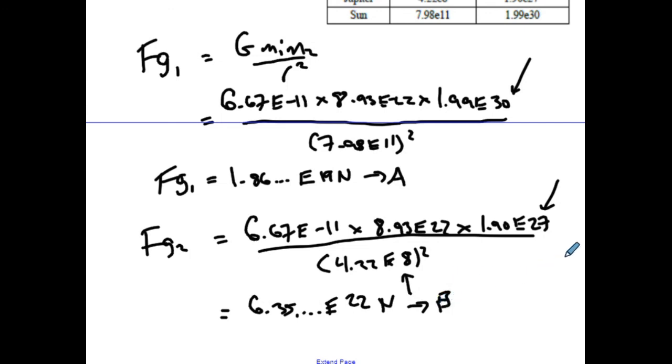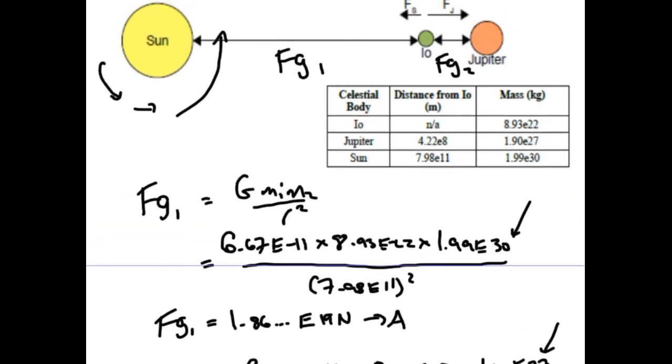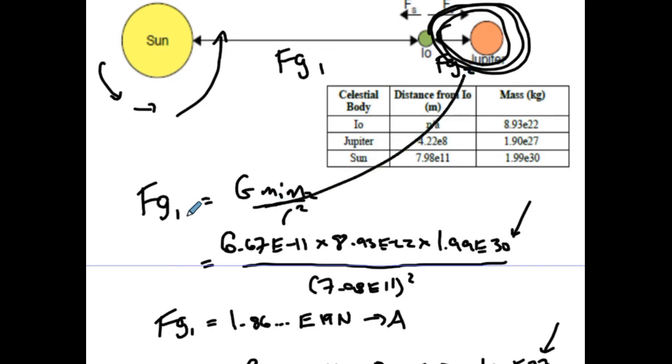So what had more force of attraction? Was it Io being attracted to Jupiter or to the Sun? And it was Jupiter, which explains why Io actually goes around Jupiter first, but ultimately all of these objects actually go around the Sun as well. So we're going to talk about that more in a future unit, but this does kind of make sense.